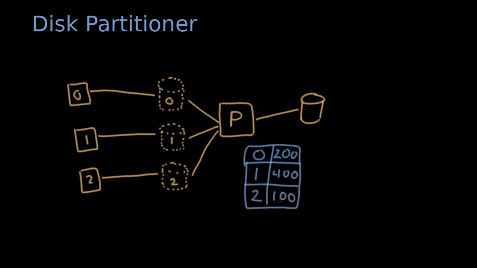Now, in order to support these three virtual disks, the disk needs to be at least 700, but let's say it's 1,000. So the partitioner here can ask the disk, how large are you? And the disk answers back, 1,000. But when the client asks the virtual disk, the partitioner has to look up in the table how large the disk is. So let's say client 1 asks virtual disk 1, how large are you? The partitioner will look up in the table and answer 400 back. So for client number 1, it looks as if it is talking to a disk that is of size 400.